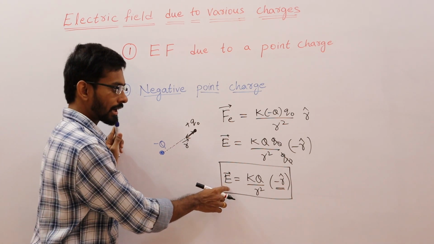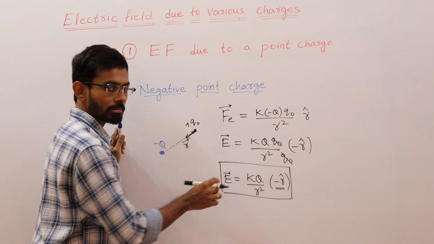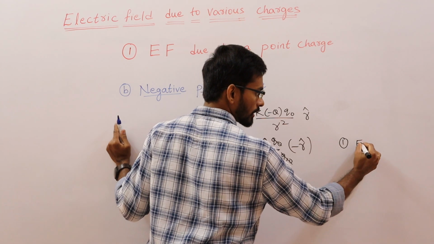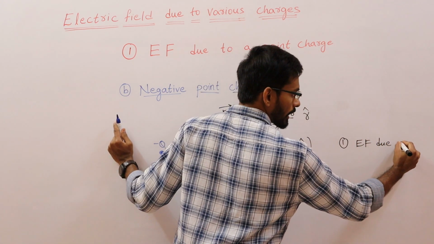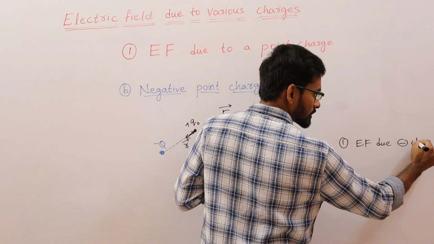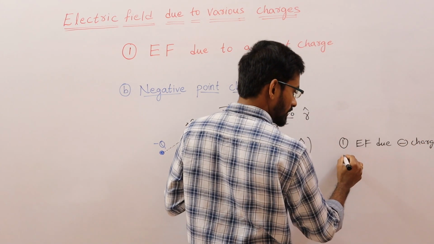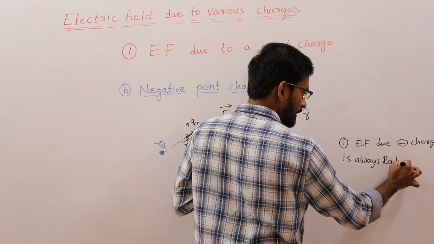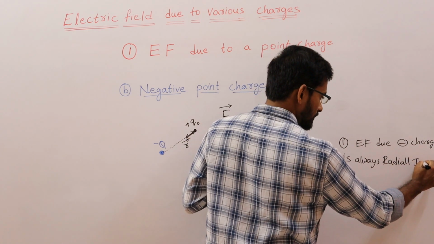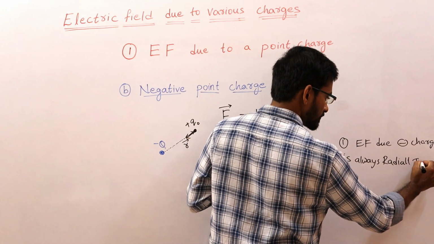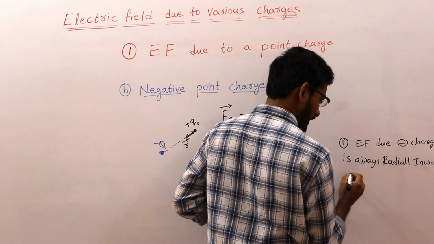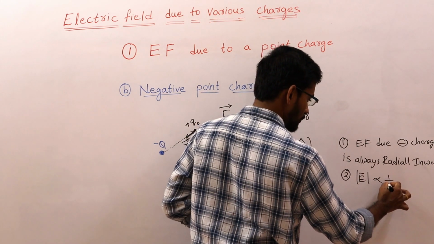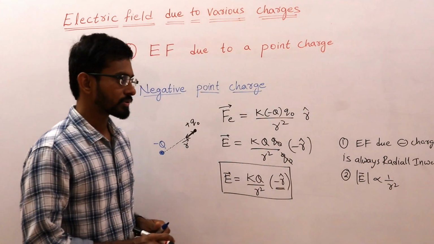And the second one, electric field strength is inversely proportional to r square. The first point we can note is electric field due to negative charge is always radially inwards. And the second point, electric field strength is inversely proportional to r square. So these are the two points we can note.